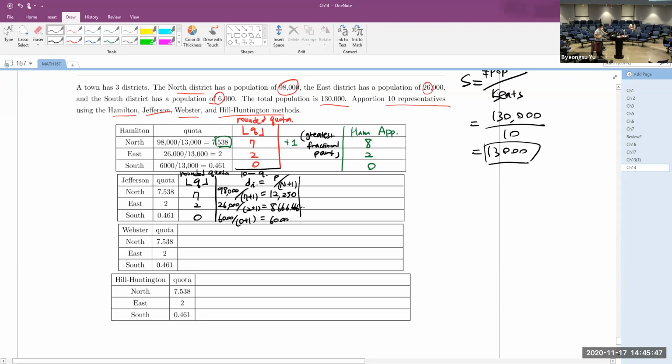And here the largest divisor is coming from north. So we need to add plus 1 to north to get the Jefferson apportionment, which is 8, 2, 0, which is the same as the Hamiltonian method.